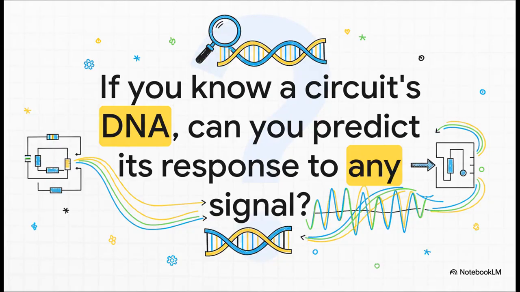Which leaves us with a final, pretty mind-bending thought. The transfer function is the circuit's DNA. It's the fundamental blueprint of how it works. So if you know that DNA, what does that really mean? It means you have the ability to predict how that circuit will respond to literally any signal you can imagine, any signal in the universe. And that is a truly powerful idea.